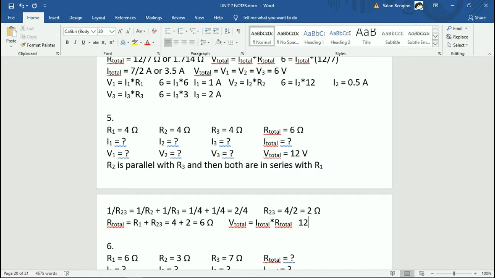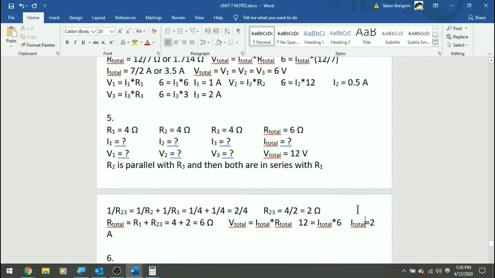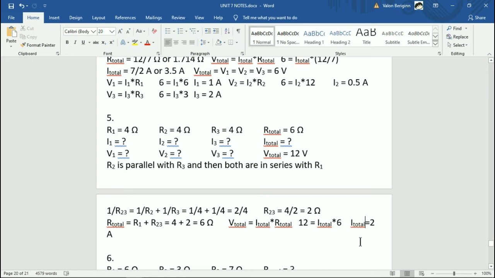So we have 12 equals I times 6. So I equals... okay, you get the point. It still works. Okay, so we have 2 amps.